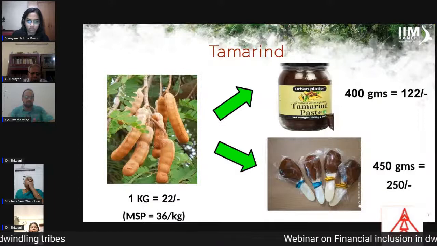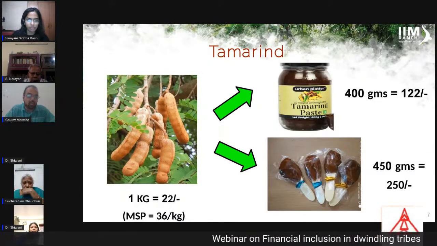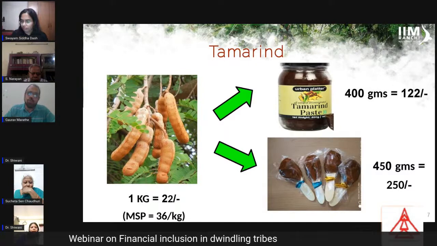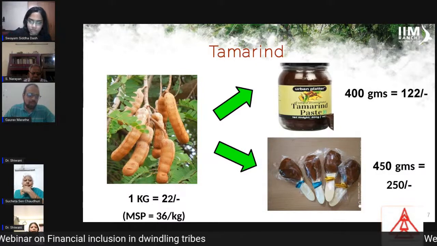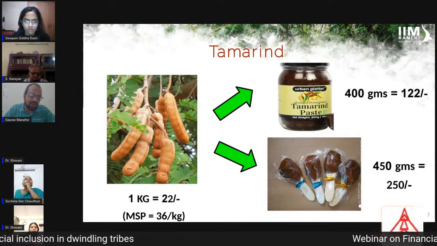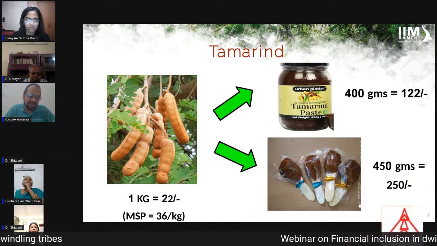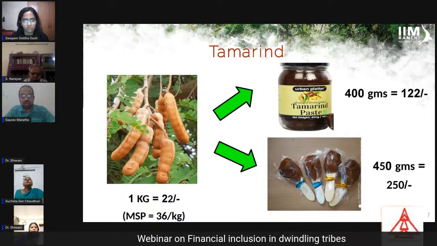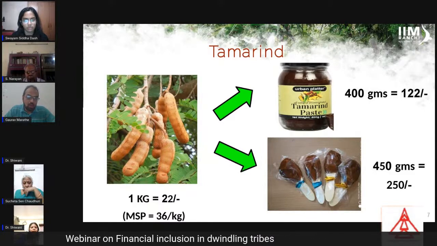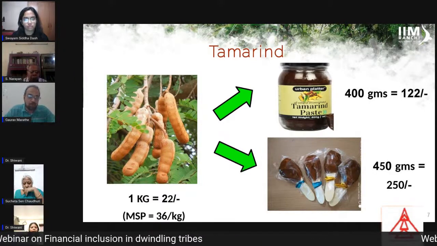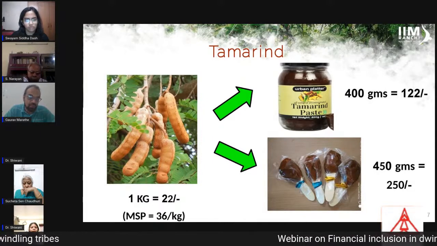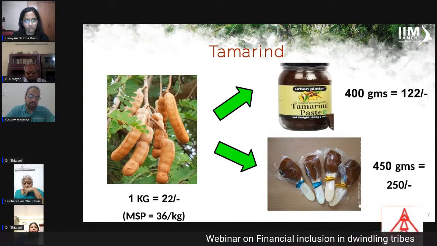Similarly, for example, some tribals in Jharkhand collect tamarind, for which they are right now almost exploited. If you go to the local haat, you'll find tamarind being collected at 20 rupees per kg. And this is at the local haat, so at a community level it would be even lower. Now, the government promised them an MSP of 36 per kg. So it's a great scheme. You can add 16 rupees of value per kg of tamarind.